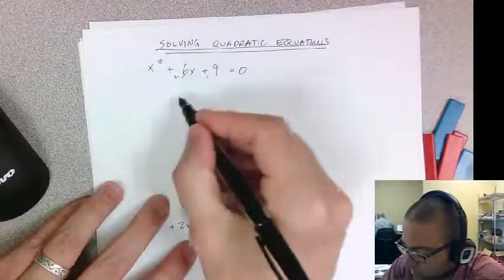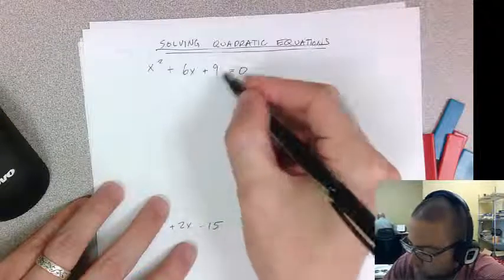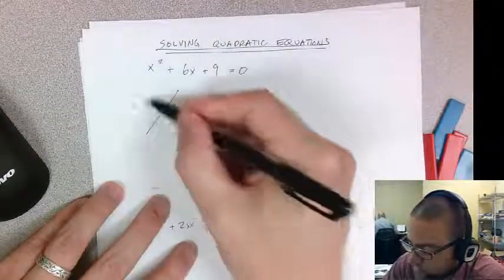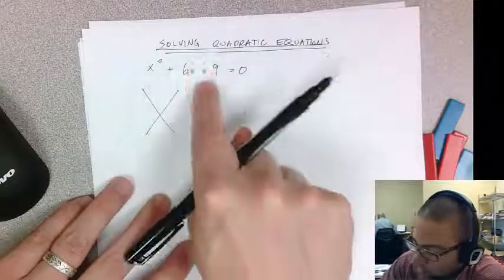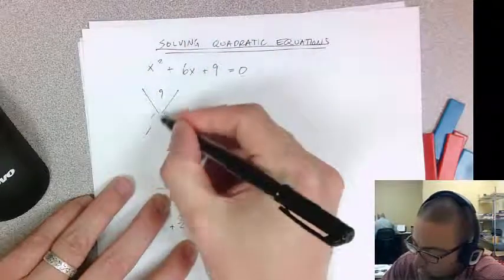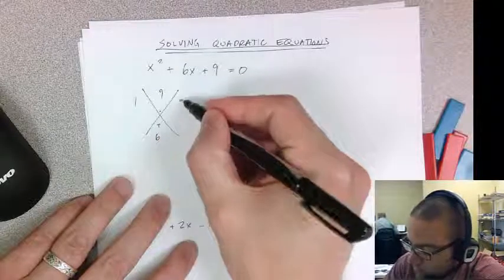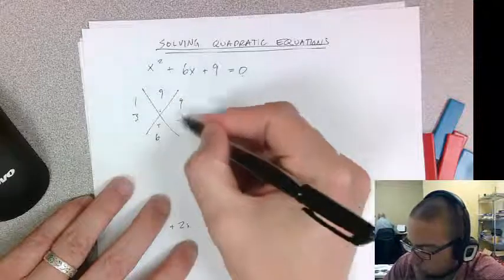Well, let's see. What I want to do is think about what two numbers do I multiply to get 9, but when I add, it's 6. So I like to use this kind of big X, I call it. So what do I multiply to get 9? And when I add, it's 6. So let's see, 1 times 9. No. 3 times 3. Yeah, that works.